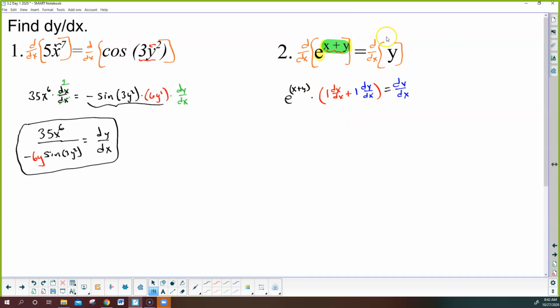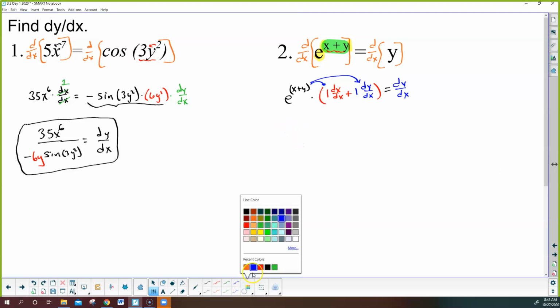Okay, we took the derivative of both sides. Now I have to use algebra, and I have to get both dy/dx's over to the other side, but I've got a small problem here. This is being multiplied. So I actually have to distribute first before I can try to isolate the dy/dx. When I do that, oh, by the way, dx/dx just turns into 1. So this whole thing is 1 times 1, or 1.